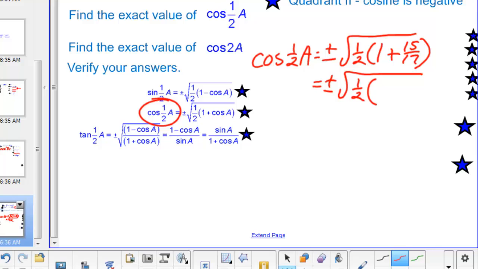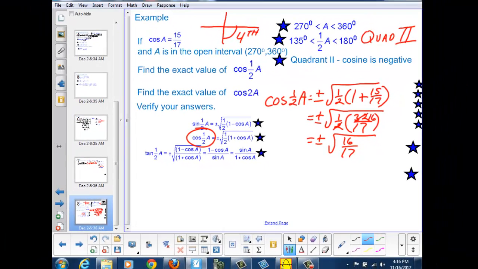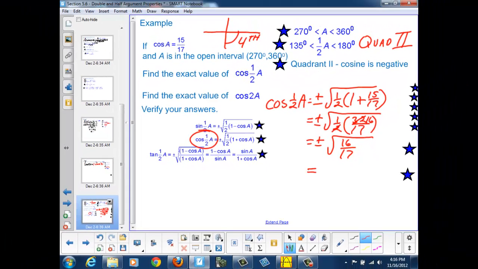times 32/17, because 1 is 17/17, which then becomes plus or minus the square root of 16/17, because we can cancel out here. And then we have to choose the plus or minus. But by our logic earlier, we know that the cosine is negative. So our final answer will be negative square root of 16/17.